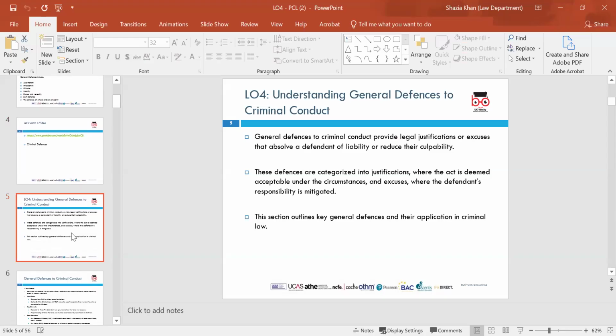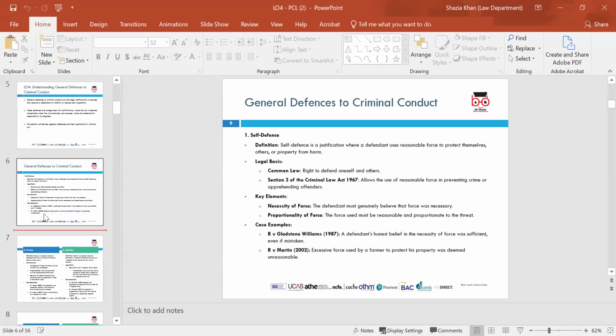So understanding general defences to criminal conduct. General defences in criminal law are legal strategies that can reduce liability or establish innocence. They include things like self-defence, insanity, duress, necessity, and automatism. And these defences are categorised in justification where the act is deemed acceptable under the circumstances and where there's mitigation as well. So general defences, self-defence is where a defendant can use reasonable force to defend themselves or others from an attack. So that's a form of self-defence as well.